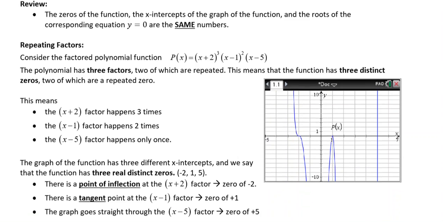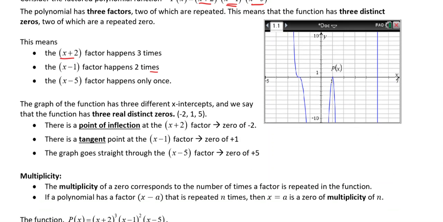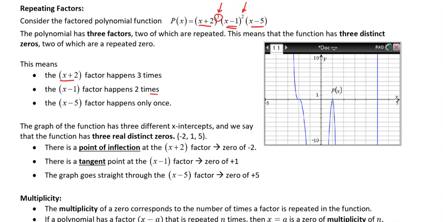So if we look at a polynomial function like this one, you can see that this one is x plus 2 to the power of 3, x minus 1 to the power of 2, and x minus 5. Then we can see that the x plus 2 factor happens 3 times, so that one just shows up as a repeat. The x minus 1 factor shows up 2 times, and the x minus 5 shows up once. Well, those actually look different on the graph when we do this.